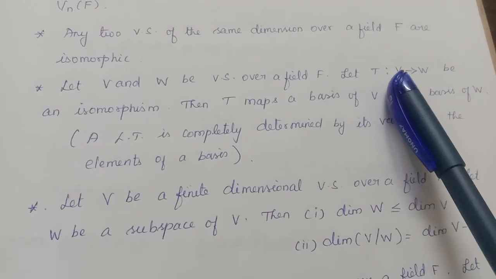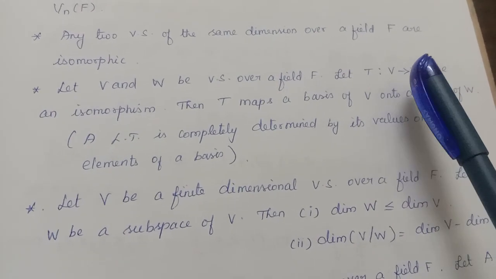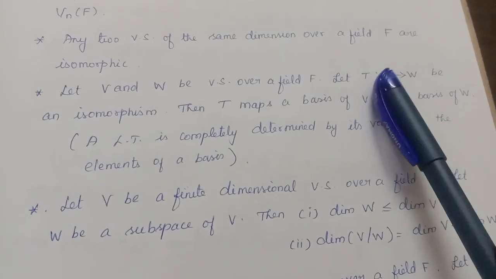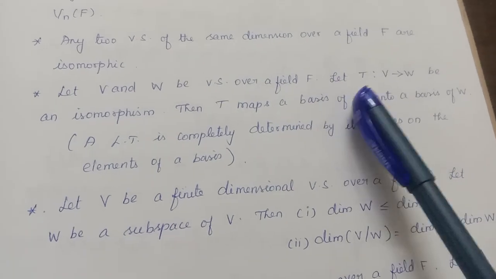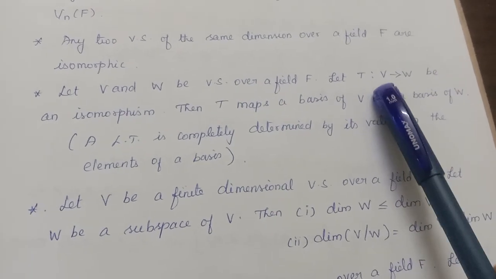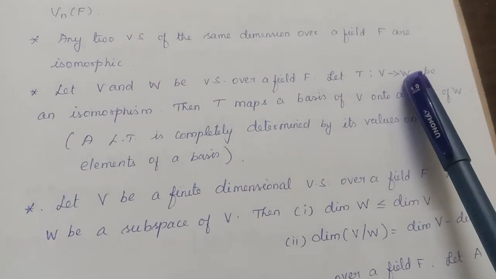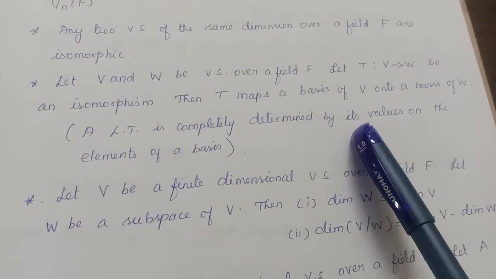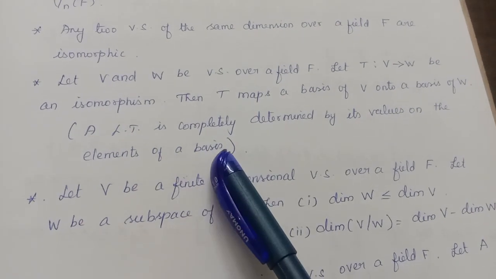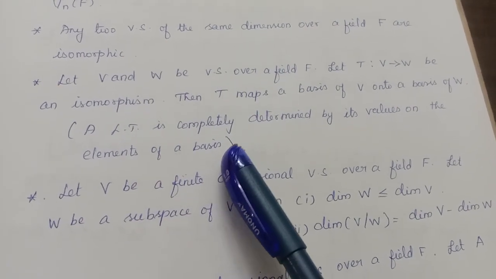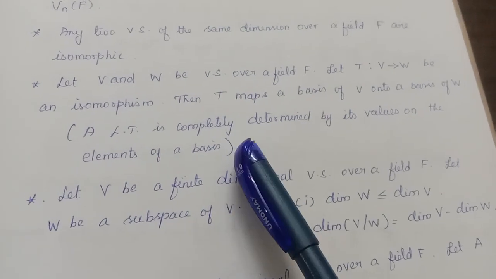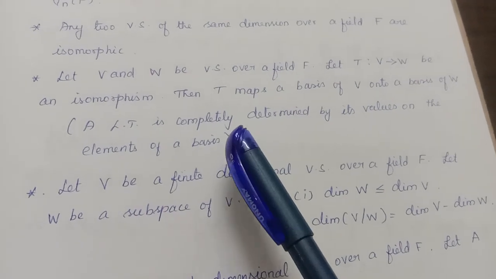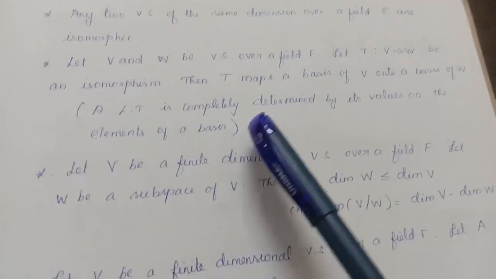So if I take an isomorphism from V onto W, both are vector spaces, no? So you will have a basis for both vector spaces. The basis of this vector space will be mapped onto the basis of the other vector space. So otherwise we can say a linear transformation is completely determined by its values on the elements of the basis. If you want to identify a linear transformation on a vector space, it is enough to find the value of the linear transformation only on the basis. That will give you the entire picture of the linear transformation.